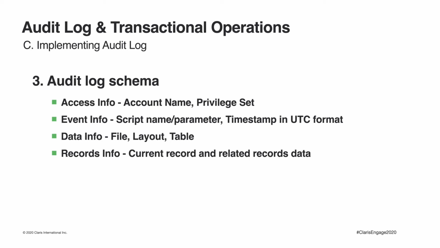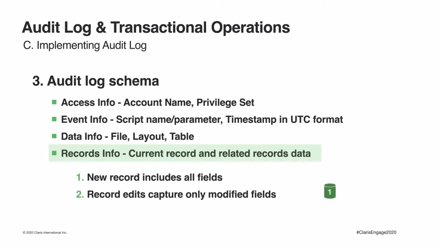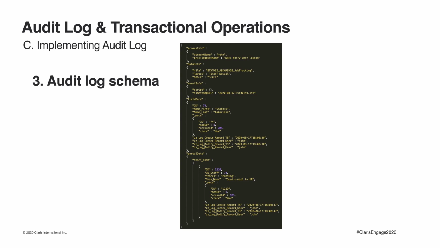By investigating how progressive backups work, I concluded that the optimal method to capture field data would be: new record includes all fields in payload, all record edits capture only modified fields, and deleting a record is only a state. And this is how the payload schema looks like.